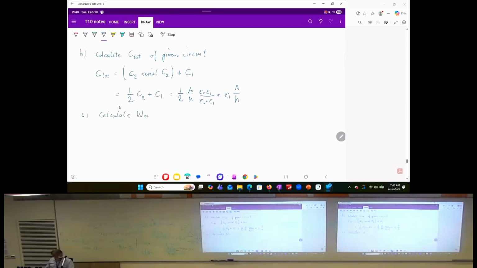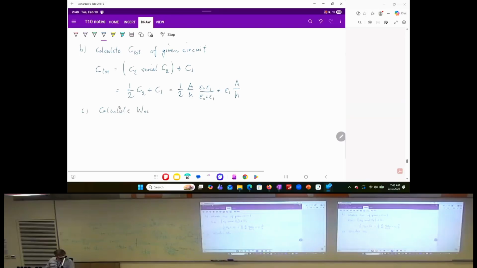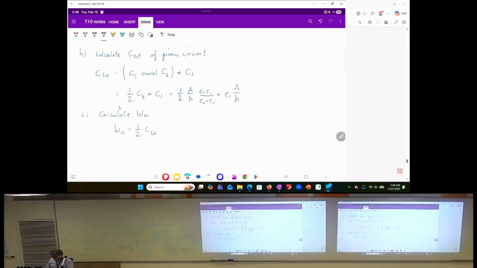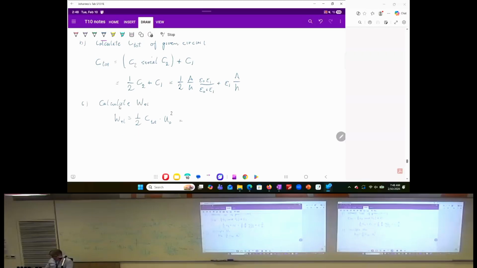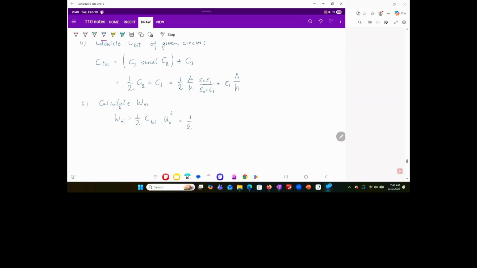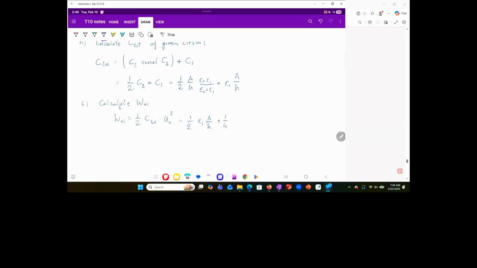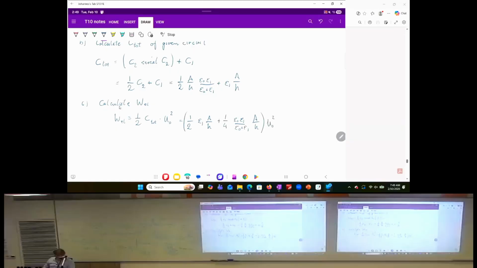V electric is 1/2 times the capacitance, of course, of the total one, times the voltage that is being used to charge up this capacitance. And that would be then 1/2 epsilon 1 over h plus 1/4. Okay, that is also quite simple then.